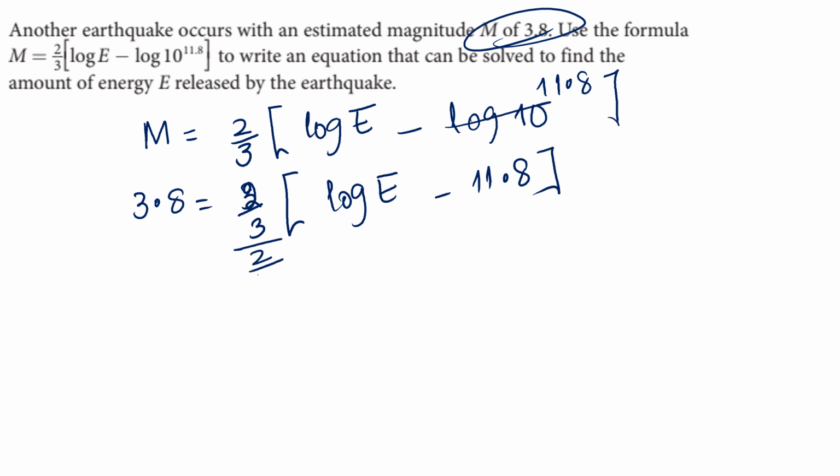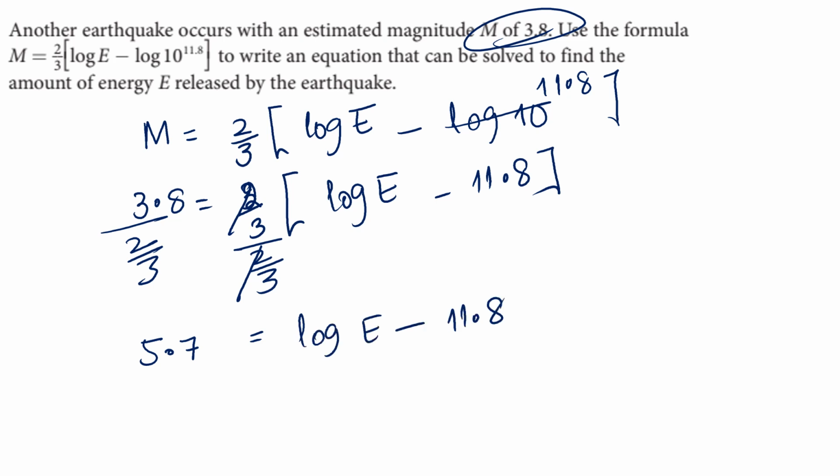Now divide both sides by 2 over 3 to get rid of this 2 over 3. So write in the calculator 3.8 divided by 2 over 3. You will get 5.7 equals log of E minus 11.8. Bring the 11.8 to the other side, you will get plus 11.8. So 11.8 plus 5.7 gives you 17.5. So log of E equals 17.5.